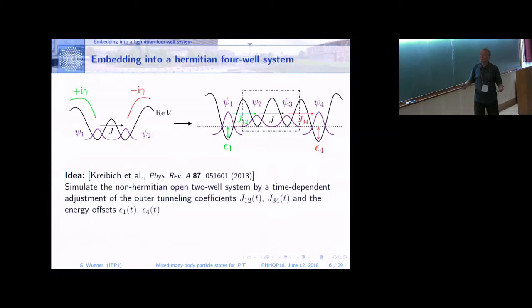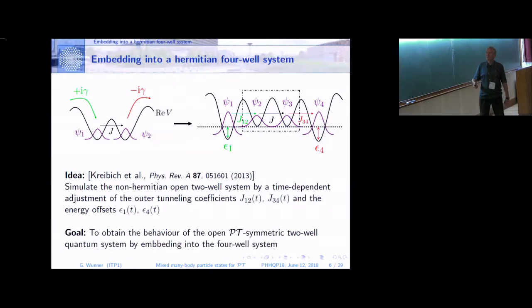So the idea was to simulate the non-Hermitian open two-well system, which is this one, by a time-dependent adjustment of the outer tunneling coefficients, so they may be time-dependent, and also the energy offsets. The question is how deep or how high should be the minimum of the two wells. Of course, you would like to tilt it some way, so it should be up here and down here. So the time-dependent tunneling coefficients and energy offsets. So the goal was to obtain the behavior by embedding it into a four-well system.